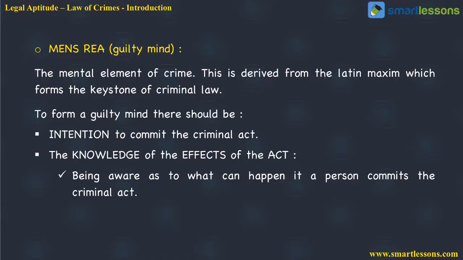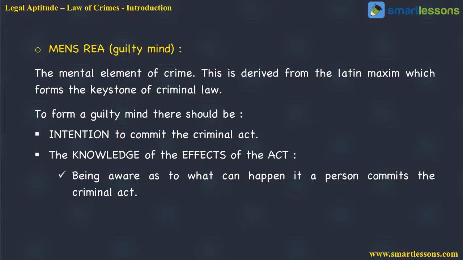So the mental element of crime, mens rea, which is also known as guilty mind, is derived from the Latin maxim which forms the keystone of criminal law. To form a guilty mind, there should be first an intention to commit the criminal act. Second, the knowledge of the effects of the act.